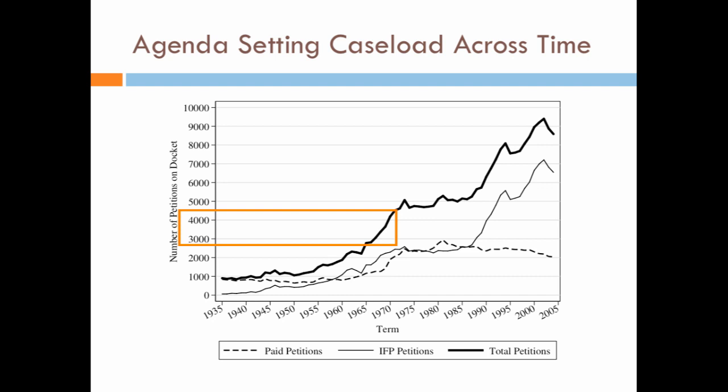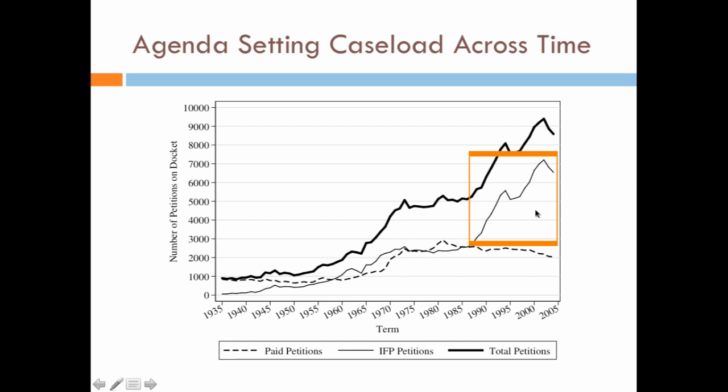Any guesses why that might be? Think about this country's war on drugs in the 1970s and 80s and the explosion in the prison population in the last few decades. As more people are in prison, more IFP petitions are filed. So this pattern tracks really closely with the war on drugs and war on crime. As we quadrupled the rate of people in prison in the 1980s and 1990s, so too did we see this explosion of IFPs filed at the Supreme Court.